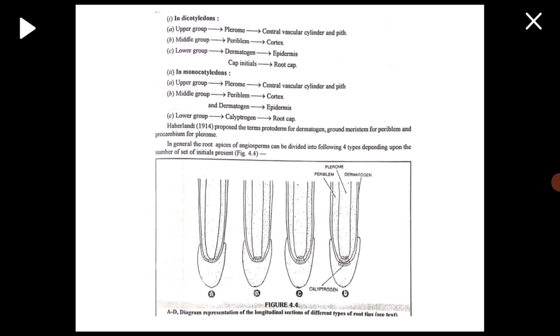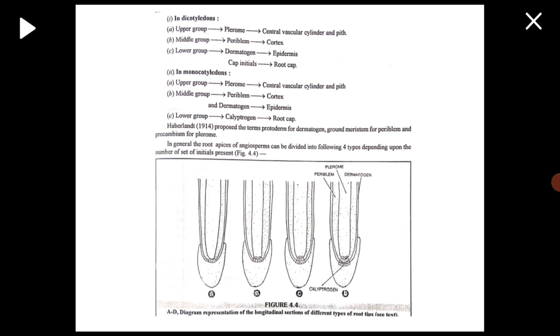These sets of initials and their final fate can be summarized here. In dicotyledons, the upper group, termed the plerome, gives the central vascular cylinder and pith. The middle group, termed the periblem, produces the cortex. The lower group, termed the dermatogen, forms the epidermis, and cap initials form the root cap.